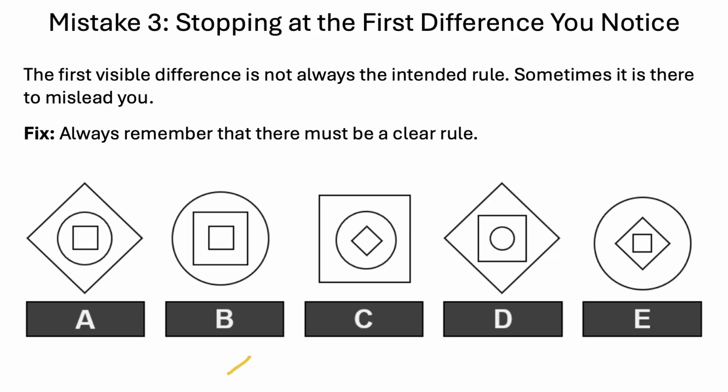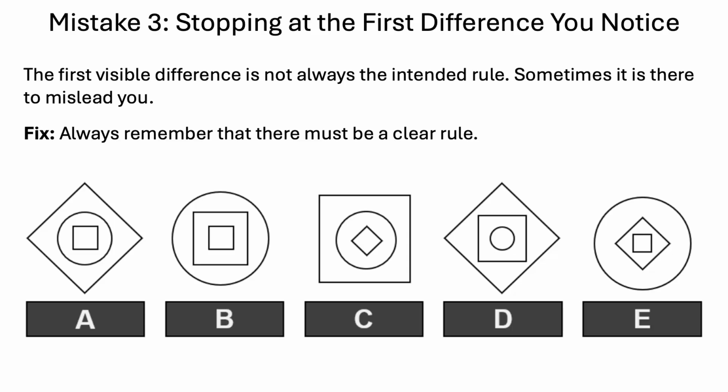So if we take a look at our example, let's see what we notice. Well, it might be tempting to choose C because it's the only element where a square is the outer shape. But that fails the uniqueness test because D also has a unique feature in a different way. It's the only one with a circle as the innermost shape. And remember, when you can find multiple unique claims, then you have not found the intended rule. So let's return to that fix and remember that there must be a clear rule.